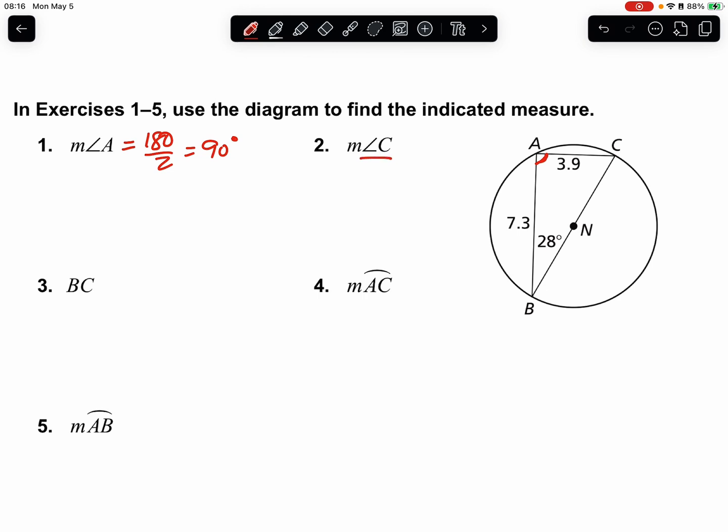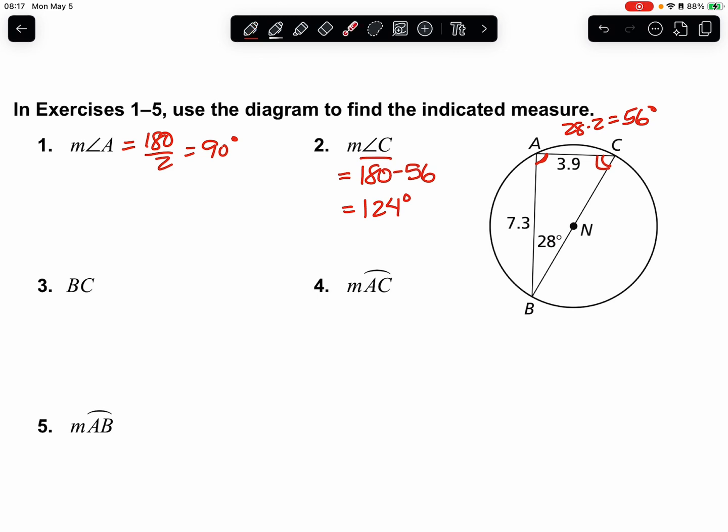Measure of angle C. Well, here is C. That captures this arc. I don't know what that arc is. Careful, it's not 7.3. It is, along with this arc, these two arcs would have to also add up to 180. And I see that this is 28. So I'm going to double 28. 28 times 2 is 56. So AC is 56. So now, to get the measure of angle C, I would take 180 minus 56, which I think is 124 degrees.